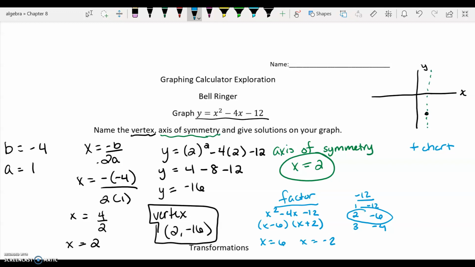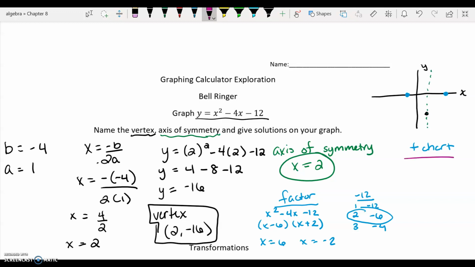So on -2 on the x-axis, I'm going to plot a point, and on x equals 6, I'm going to plot a point. So now you have that they're both 4 units away from the axis of symmetry, so they should be the same distance up or down. That's 2 points that'll make it pretty easy.